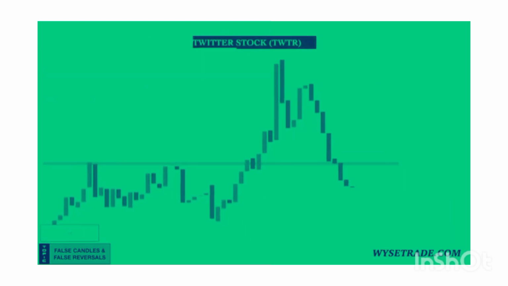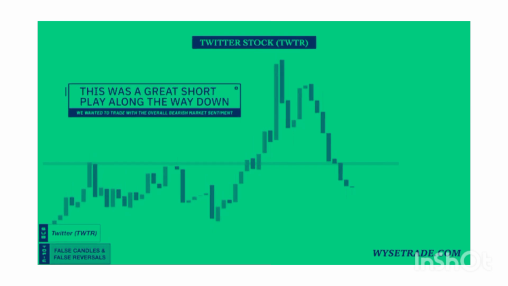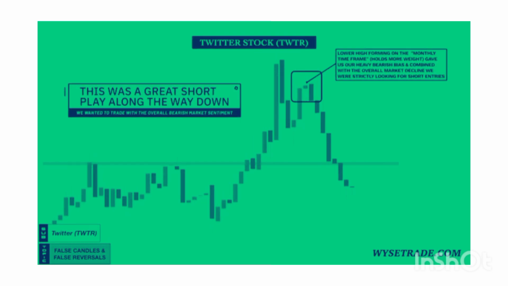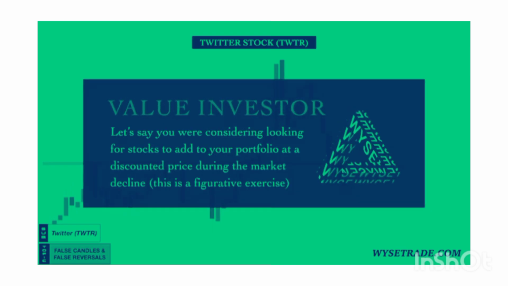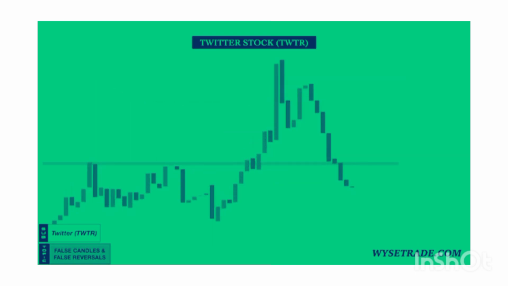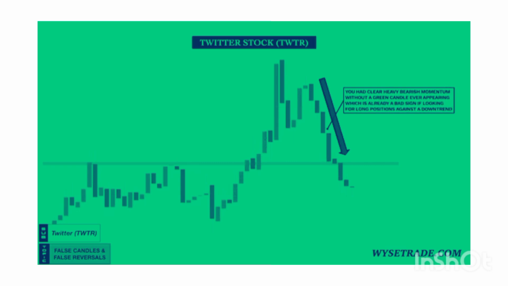This is the Twitter stock that we took multiple short trade entries on along the way down, starting from when the lower high here formed. But now, let's say you were considering looking for stocks to buy and adding to your portfolio at a discounted price during this market decline. Here's what you saw. You had clear, heavy bearish momentum without a green candle ever appearing, which is already a bad sign if looking for long positions, especially when going counter trend.